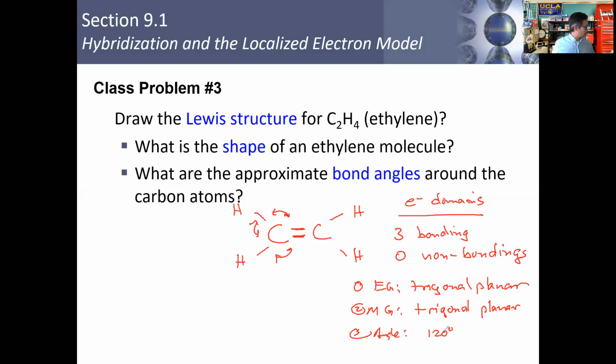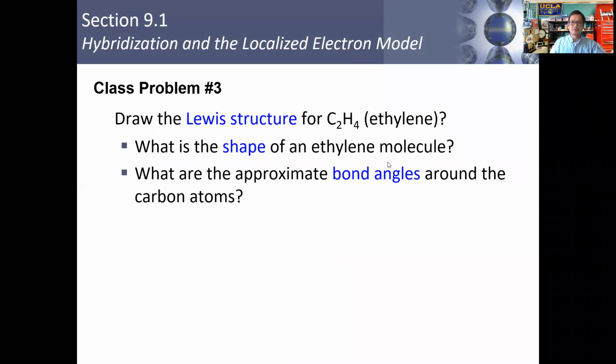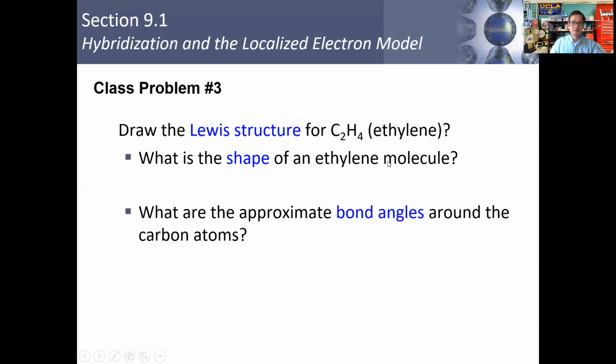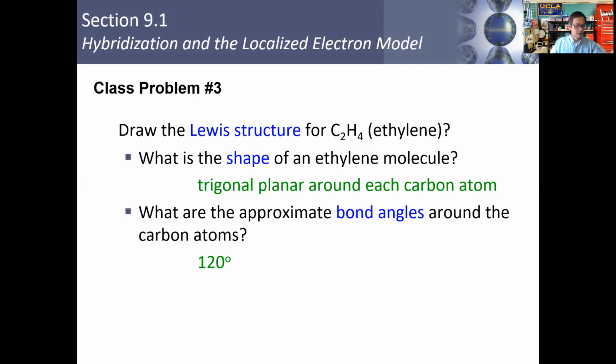If you need to, make sure you go back and use the FitLab to help you remember how this works. And if you have any questions, make sure you come by and see me. All right, so with that said, we have trigonal planar around each carbon, with a bond angle of 120 degrees.